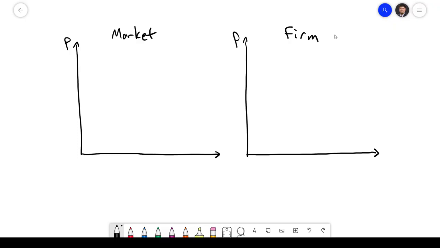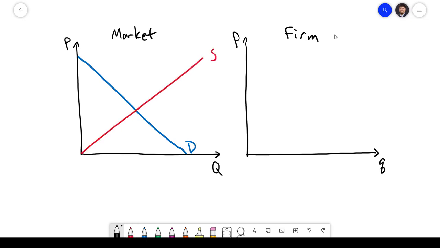On the horizontal axis, I'm going to put a big Q for the market quantity and a small q for an individual firm's quantity. On the market side, the demand curve will look like our normal downward sloping line. All of the individual firms' supply curves, which we will talk about in a minute, will add up to our market supply curve. Will look something like this. This is going to determine the market equilibrium price. We're going to carry that price all the way over to the firm side.